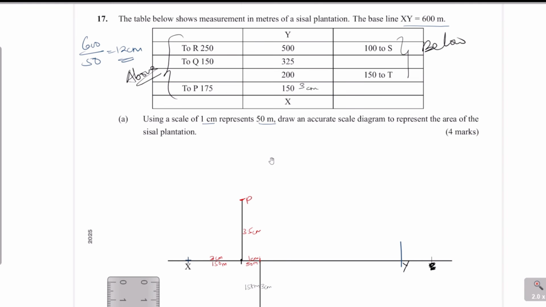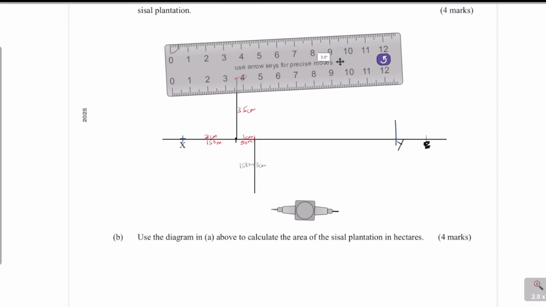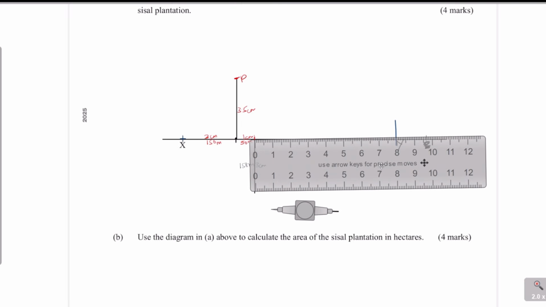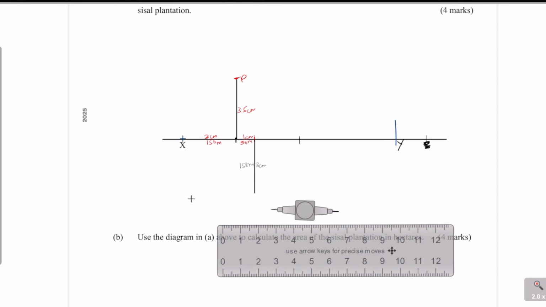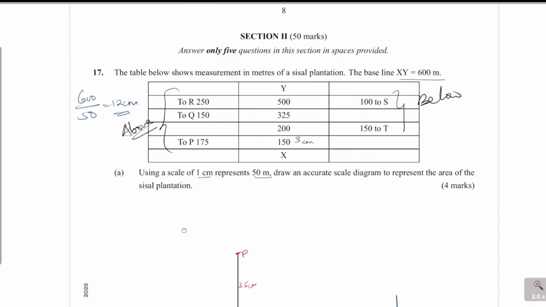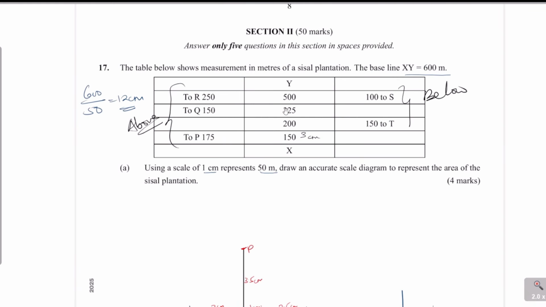So from 200, we measure 2.5 centimeters. It is from this point now where you have 200. You measure 2.5, so from this point here, 2.5 will be exactly there. So this is 2.5 centimeters, which is the same as 125 meters. Then from there, now we are at 325.